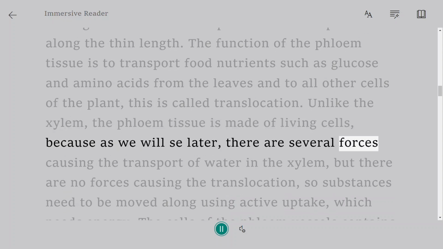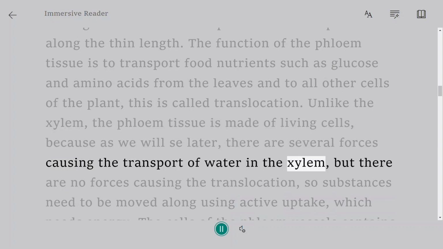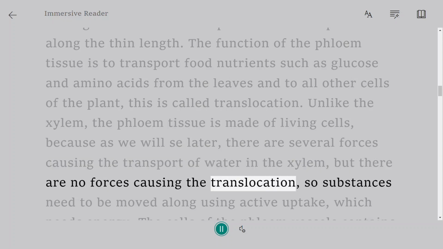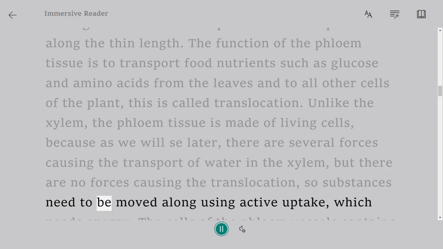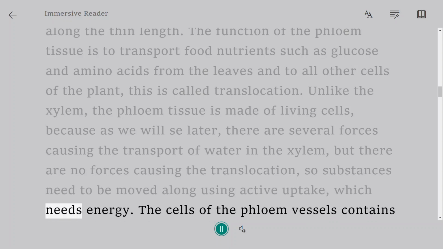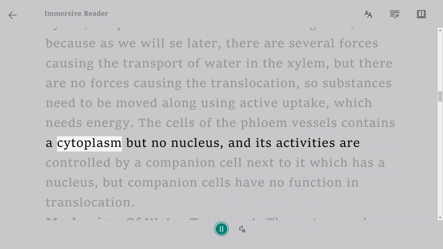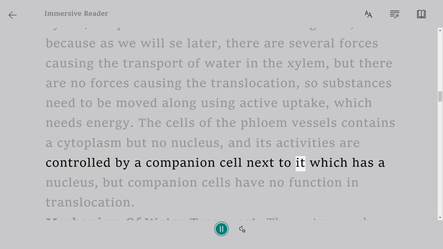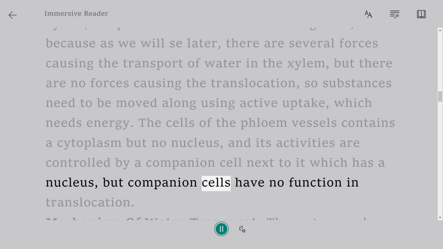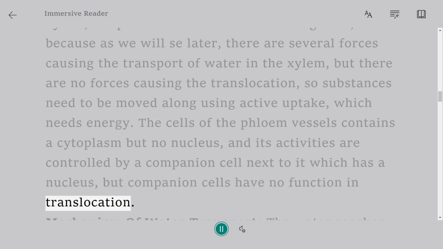Unlike the xylem, the phloem tissue is made of living cells, because as we will see later, there are several forces causing the transport of water in the xylem, but there are no forces causing the translocation, so substances need to be moved along using active uptake, which needs energy. The cells of the phloem vessels contain cytoplasm but no nucleus, and their activities are controlled by a companion cell next to it which has a nucleus, but companion cells have no function in translocation.